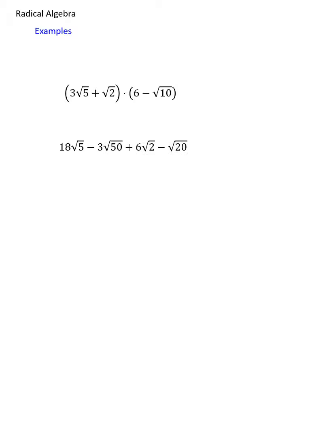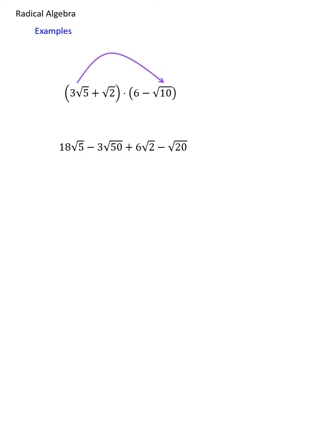Now this turns out to be the next line. Let me explain each of these step by step. First, I multiplied the first term by the first term. You can pause for details. And that gave me 18 radical 5.